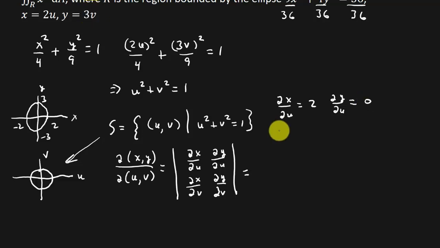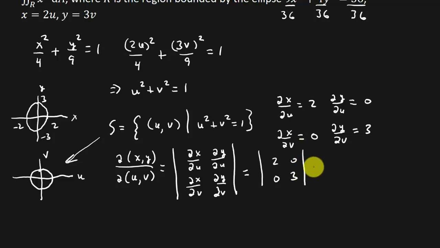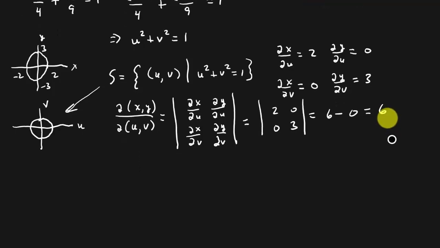That's a constant. And then we've got the partial of x with respect to v. Well, there's just a u there, so the partial of 2u with respect to v would be 0 because that's considered a constant. And then the partial of y with respect to v, that would be 3. So this would be 2, 0, 0, 3. And that would be 2 times 3, which is 6, minus 0 times 0, which is 0, which equals 6. So that's our Jacobian.